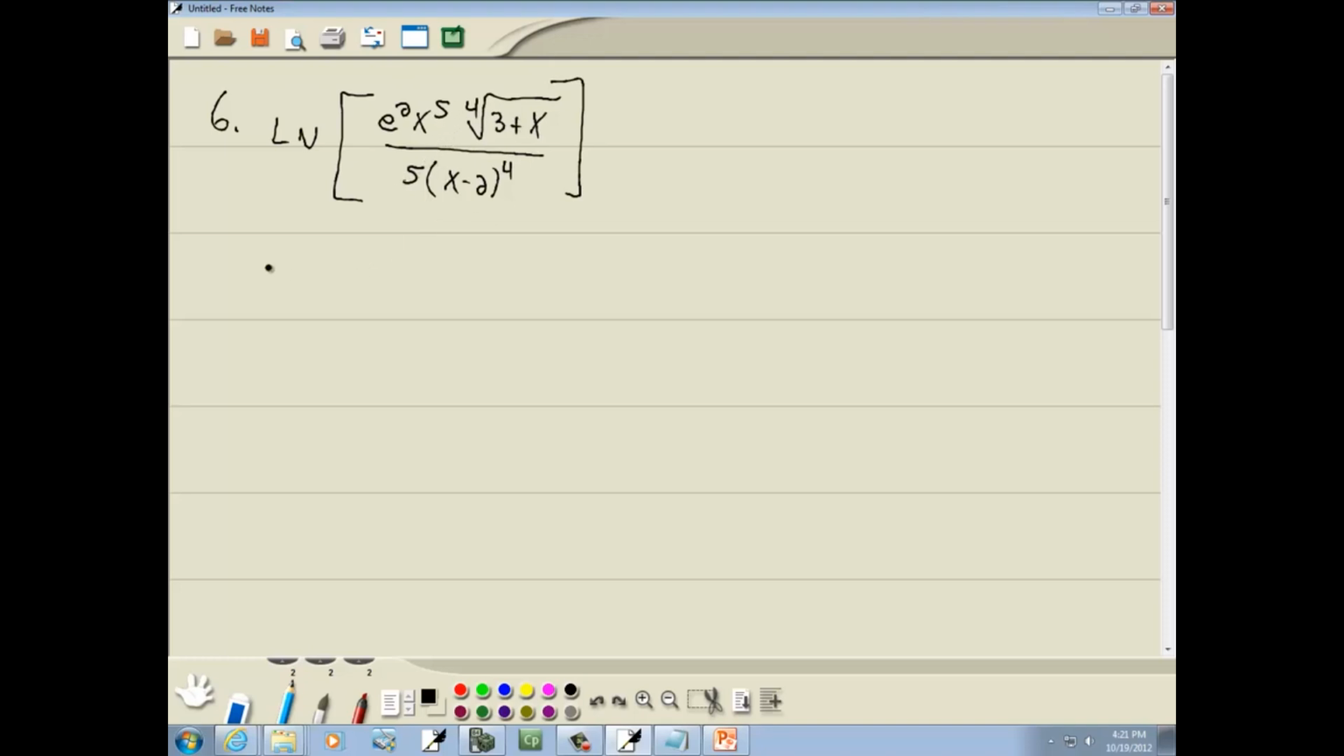So division is our main thing. So division becomes subtraction. So I'm going to have ln of e squared x to the fifth and 3 plus x to the 1/4 power. Again, whatever number is in this little slot, that's called your index. That goes in your denominator. And then we put a 1 up on top. Minus natural log of 5 times x minus 2 to the 4th power.